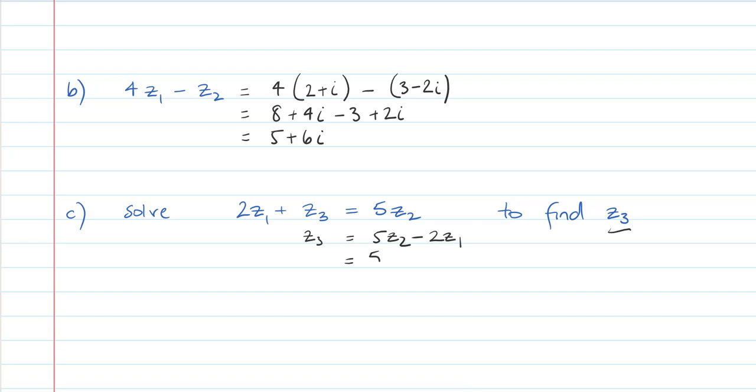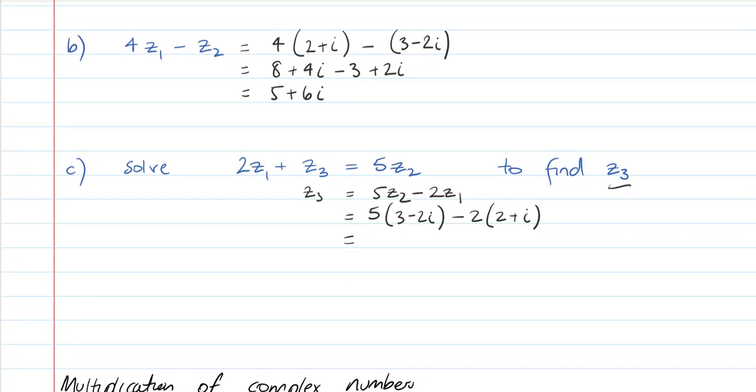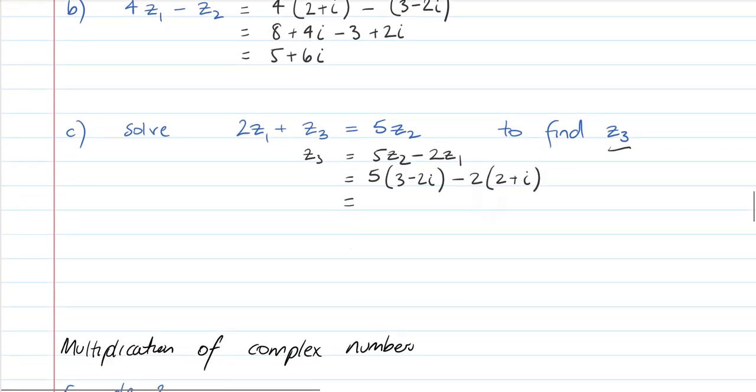So Z3 is equal to 5 times Z2, which is 3 minus 2i, minus 2 times 2 plus i, which is my Z1. And it is my Z1, isn't it? Yeah. That's 15 minus 10i minus 4 minus 2i. And that gives me 15 minus 4 is 11, minus 12i. Okay, so there we go.